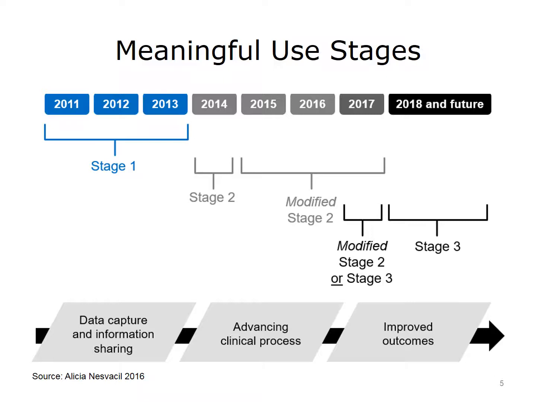Stage 2 started in 2014, and then in October 2015, program requirements were streamlined, resulting in a modified Stage 2 version. Modified Stage 2 is applicable for reporting years 2015, 2016, and 2017. Stage 3 begins as early as 2017 as optional, but is required in 2018.